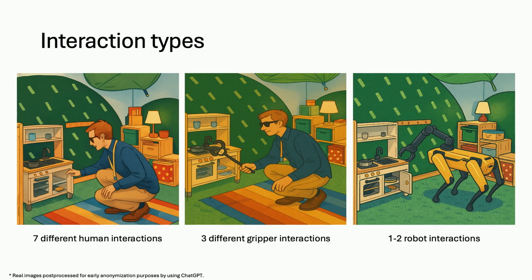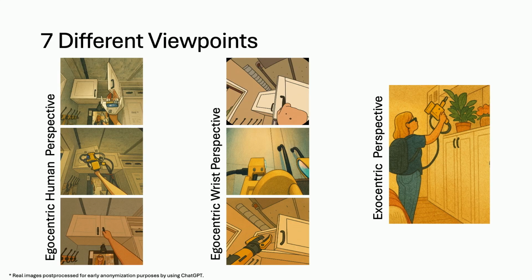What type of interactions? Well, you have 7 different human interactions, 3 different grippers-on-a-stick interactions, and then 1 to 2 robot interactions, because the robots were very sensitive for this environment. So the viewpoints that we recorded are the egocentric human perspective, of course with ARIA Gen 1. And then we have the egocentric wrist perspective, which I like to call the egocentric robot perspective, which is from the wrist, since the robot in our case doesn't have a head. And then the exocentric perspective.